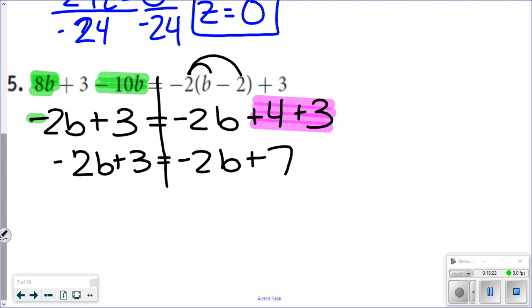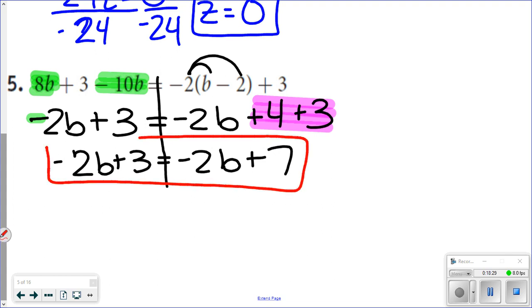And I am going to stop right here. I can already see what my answer is going to be. What do we notice here? We notice that our variable terms are the same. -2b is the same as -2b. But what's different here is our constant terms. 3 does not equal 7. So this is going to be no solution.